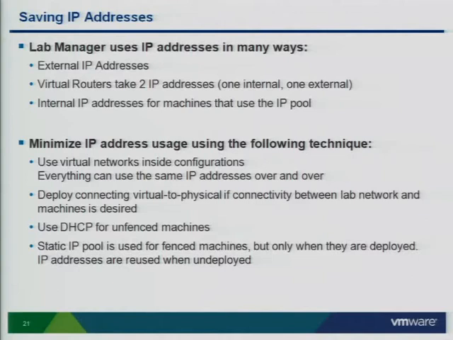Connecting virtual to physical, as I mentioned earlier, is a good one. Also DHCP for unfenced virtual machines. And another good one is running DHCP for the internal virtual machines. If you don't feel like messing with any of the IP addresses, or it doesn't matter, then run a DHCP server internal on that virtual network. The static IP pool is specifically used for fenced virtual machines, but only when they're deployed. The IP addresses are reused when they're undeployed. They will get new IP addresses when you redeploy them.